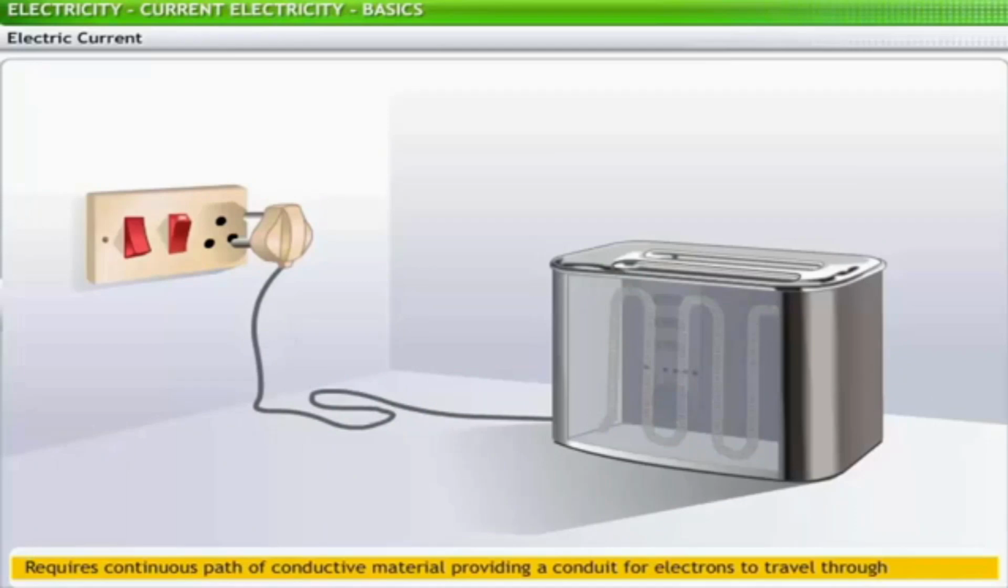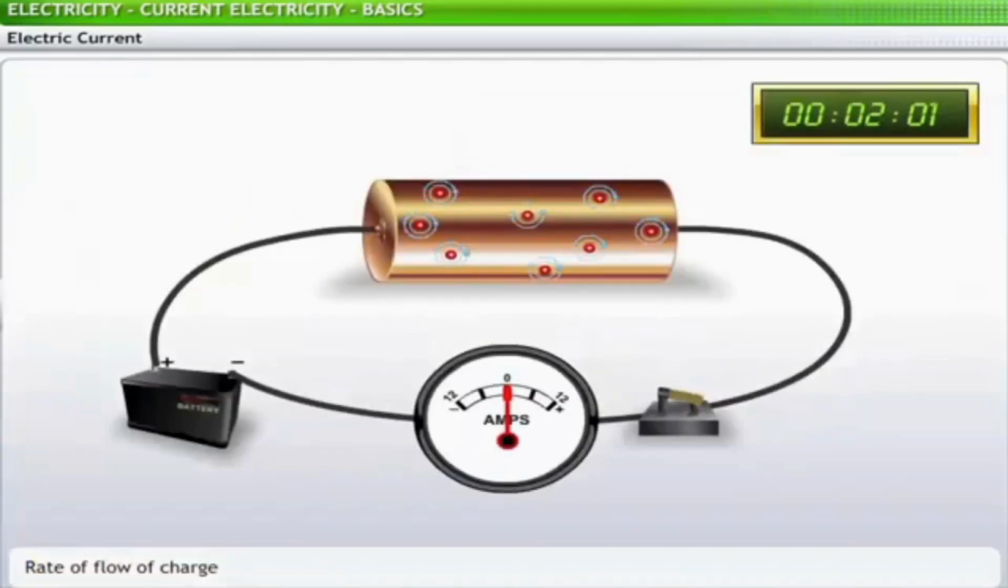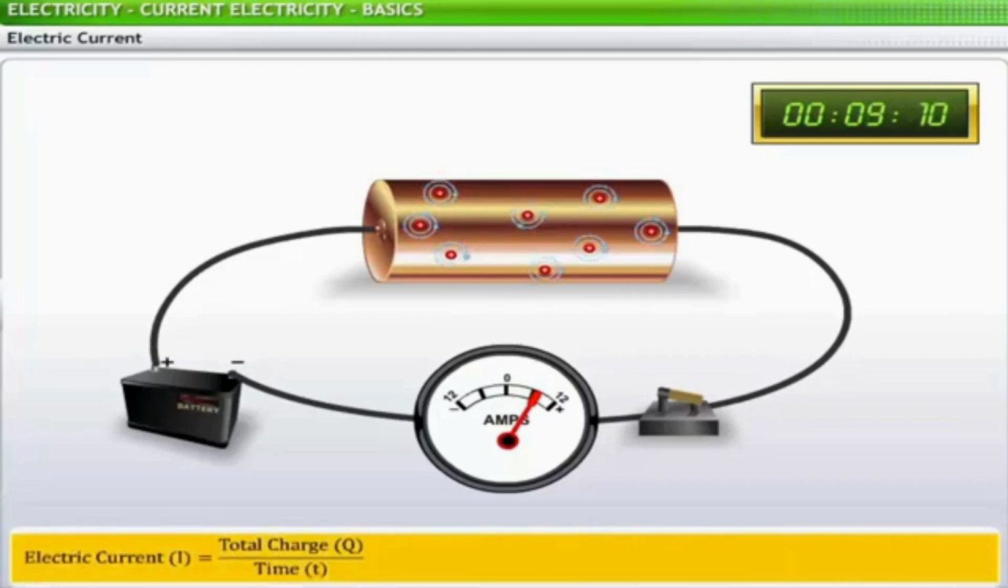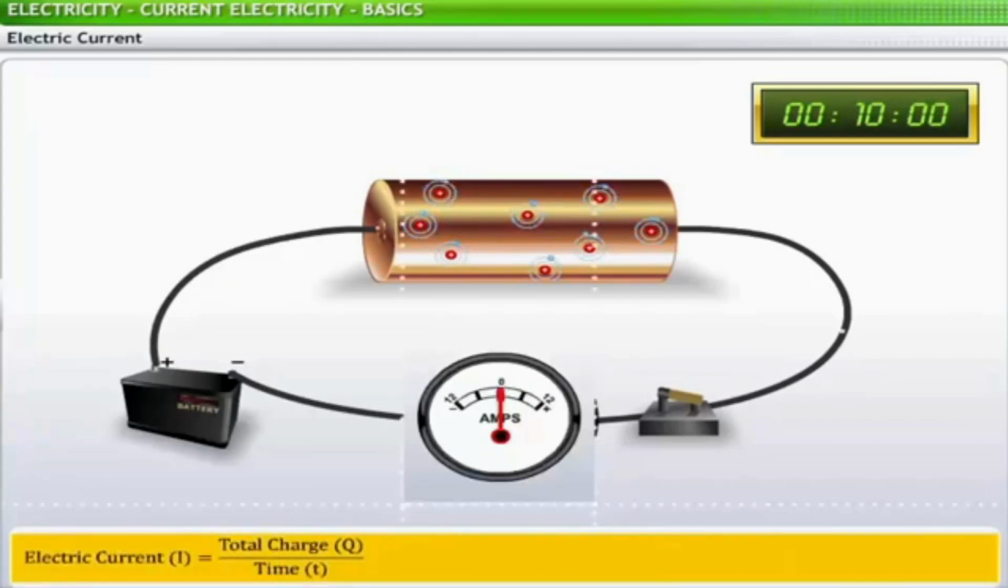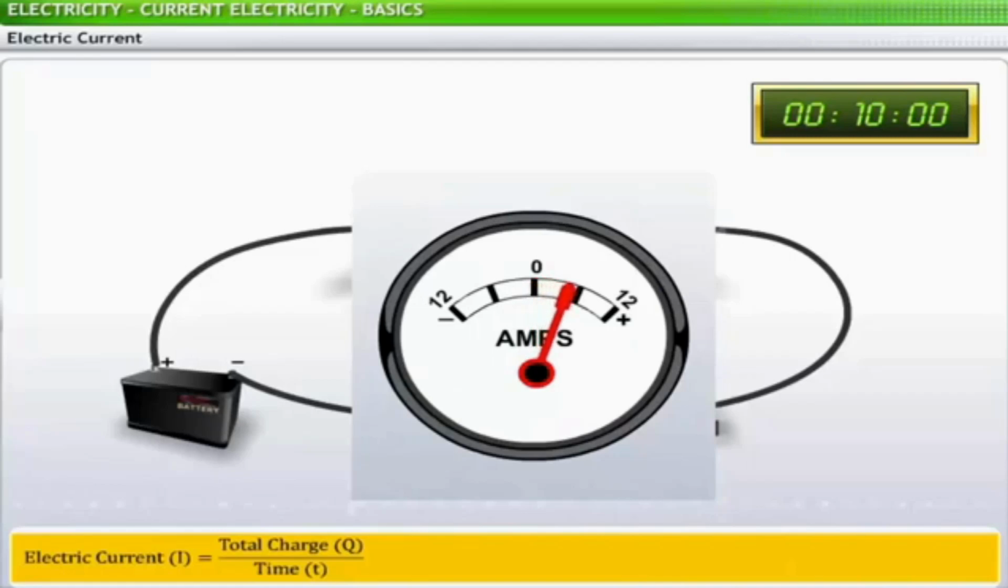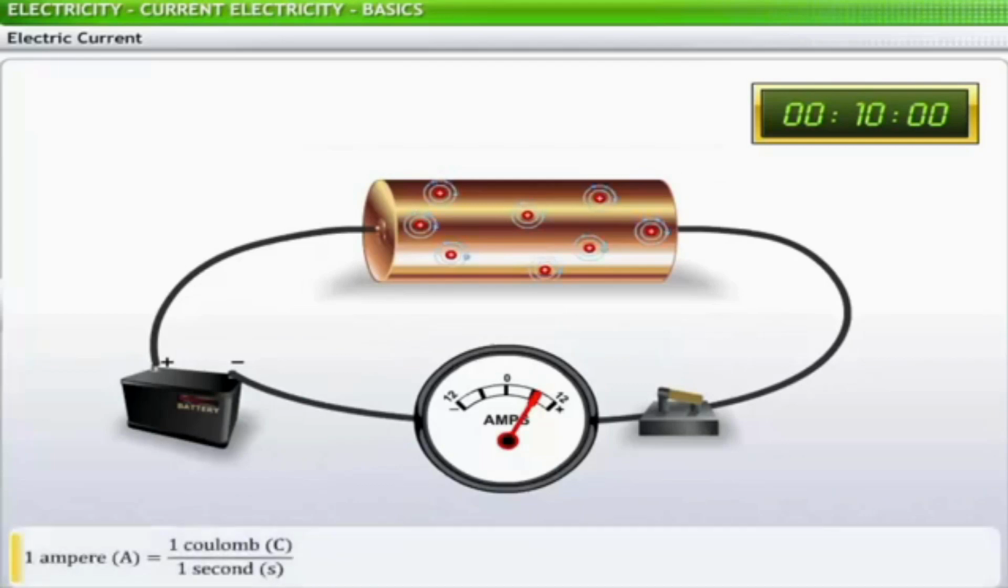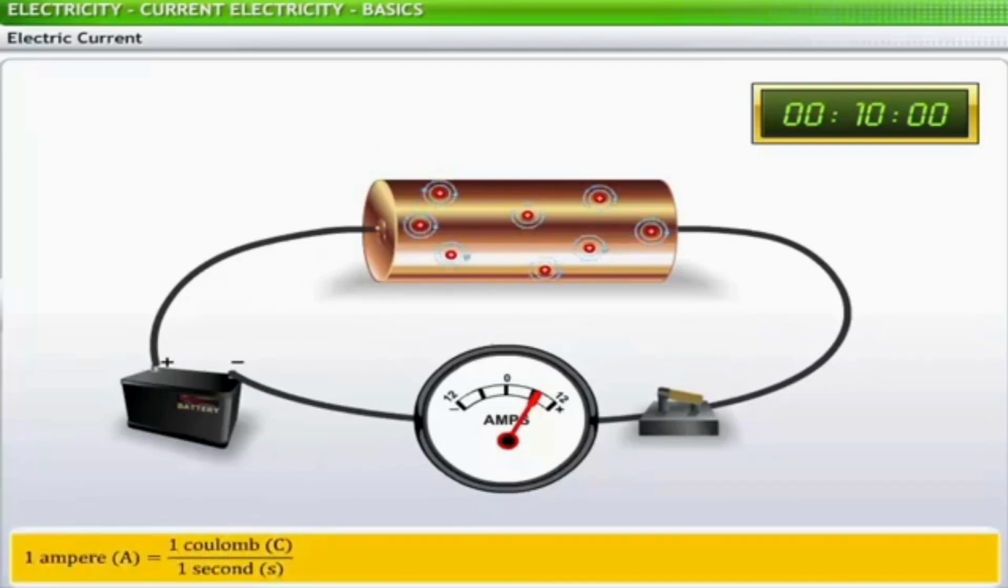appliance stops working. You can measure electric current as the rate of flow of charge, or the amount of charge flowing through a point per unit time. Electric current is measured using an ammeter. The standard metric unit for current is ampere. Ampere is often shortened to amp and is denoted by the unit symbol A. 1 ampere is equal to 1 coulomb of electric current per second.